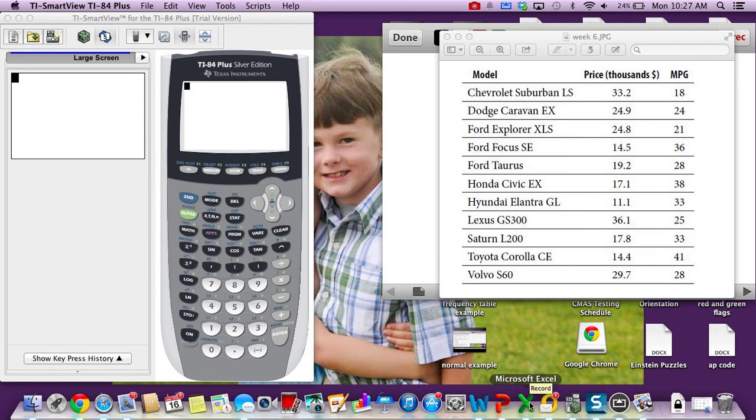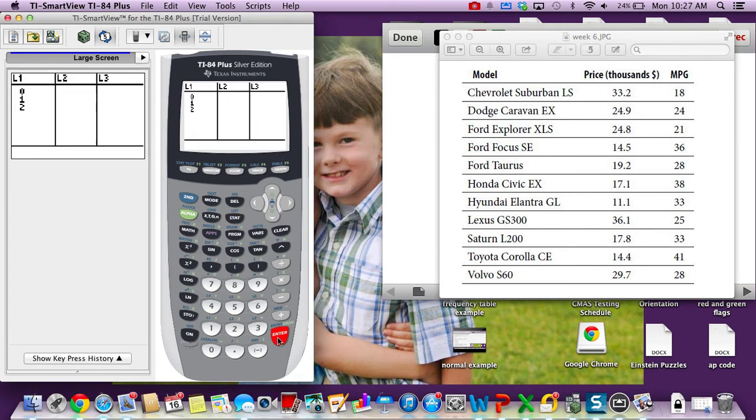So today I'm going to show you an example of how to use your calculator to find lines of best fit and correlation. Here we have an example of different cars and their price in thousands of dollars versus their miles per gallon, so their fuel economy. In order to do this, you want to put your data into your lists.